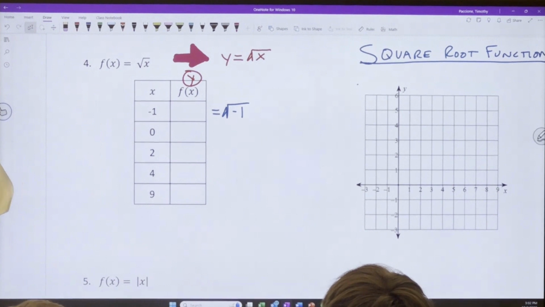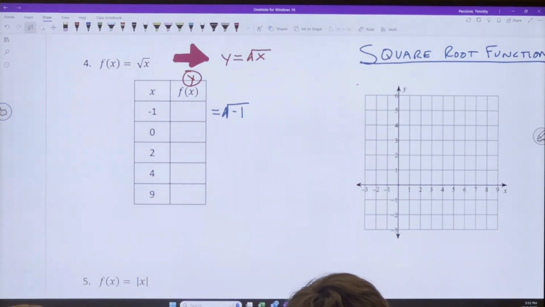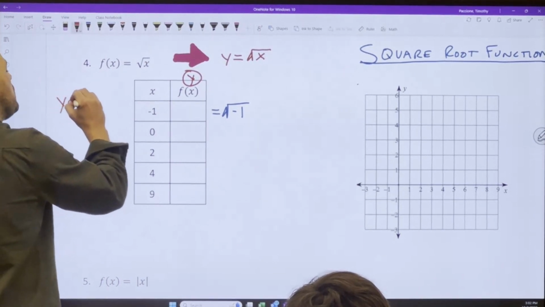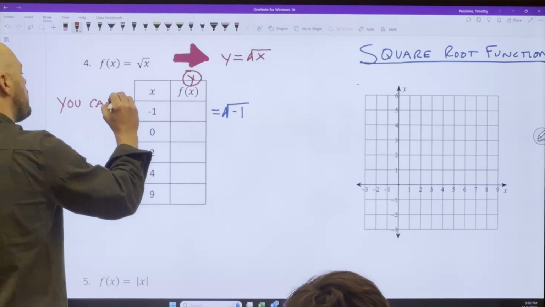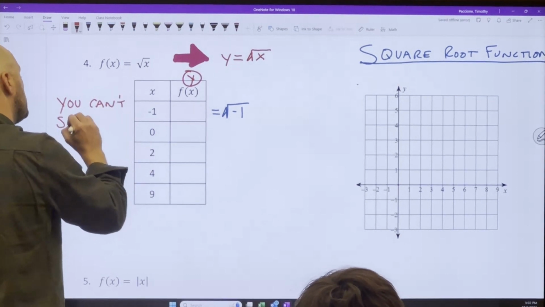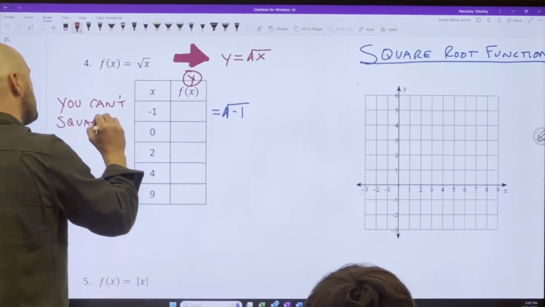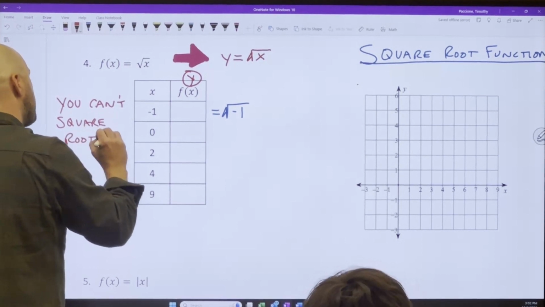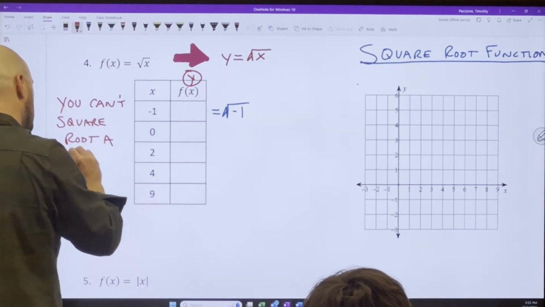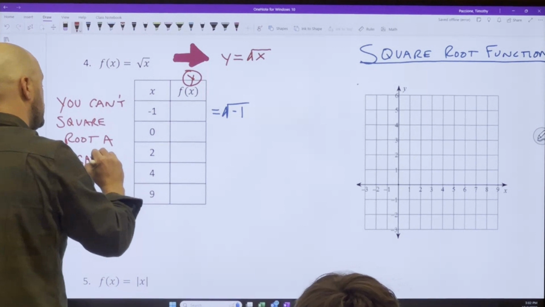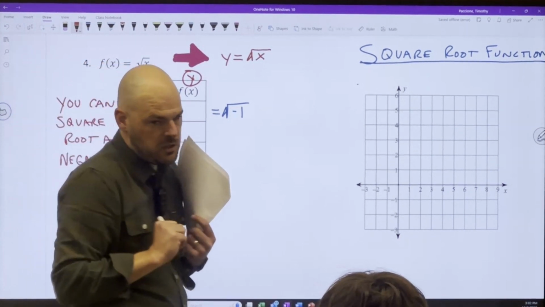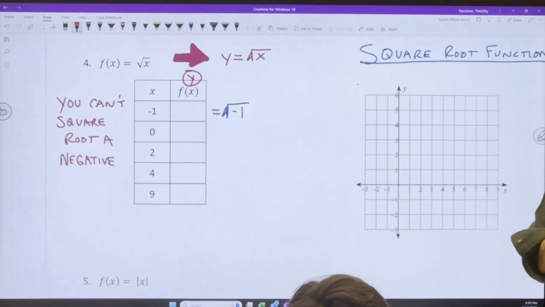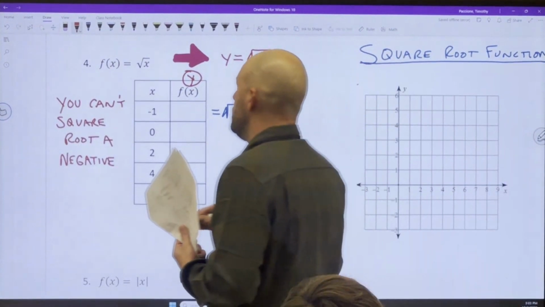You say you put the negative outside? That's coming in the future. You're ahead of us. You can't square root a negative and get a real answer. There are things called imaginary answers. We're going to get there. But you can't square root a negative for a real answer.